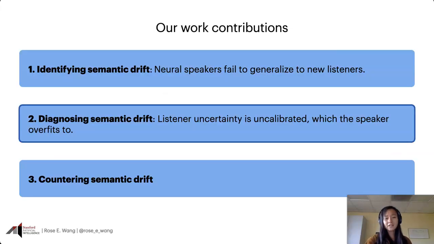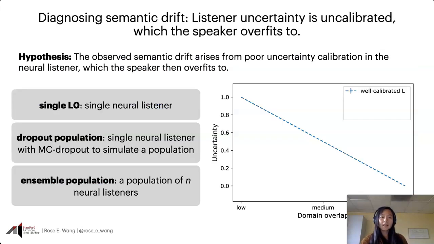Now, having identified this form of semantic drift, we move on to diagnosing it. Intuitively, the hypothesis that we pose in our work is that the observed semantic drift arises from poor uncertainty calibration in the neural listener, which the speaker then overfits to. So, the ideal listener should be uncertain about utterances that are different from their training domain.